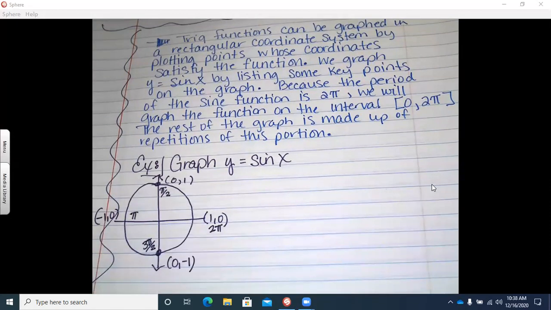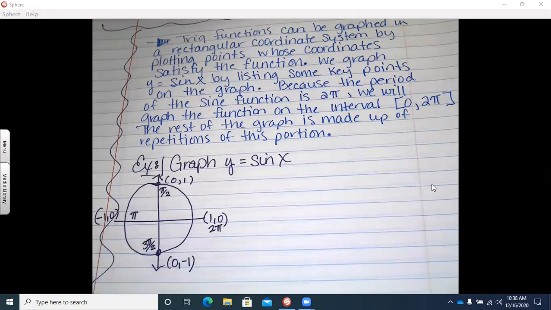Okay, so it's a little bit different than your x coordinates and your y coordinates, okay? We are just graphing sine. Sine are the y coordinates, correct? So we're going to plot the key points at 0, at pi halves, pi, 3 halves pi, and 2 pi. 2 pi is what one interval is going to be made up of, okay?